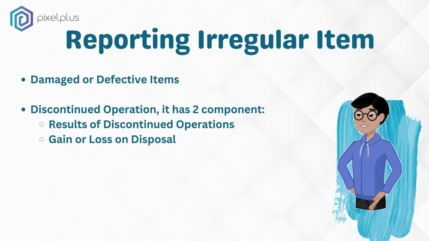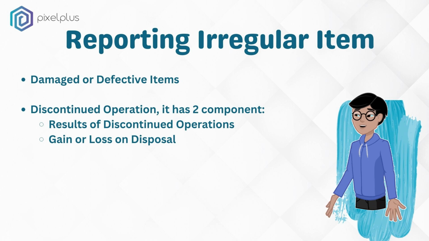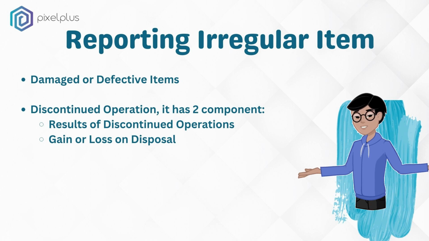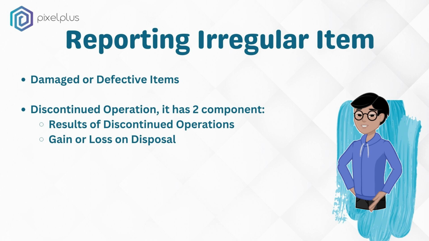By clearly reporting discontinued operation and other irregular items separately, financial statements offer a more accurate reflection of a company's ongoing financial health and operational performance, allowing stakeholders to make more informed decisions.